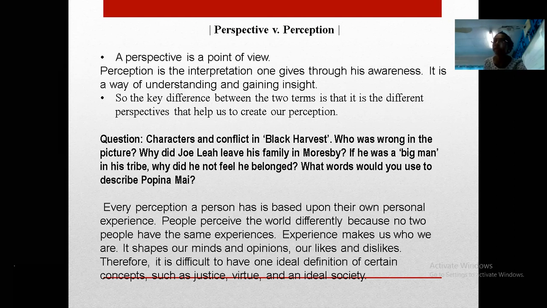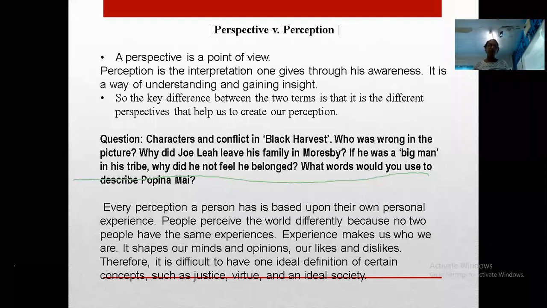My perception or my perspective, my point of view, is influenced by my background and my own upbringing and all of those. So that is what perception means, the interpretation that I personally give to something. It's a way of understanding and gaining insight. So I want you to think of the key difference between the two terms: it is the different perspectives that help us create our perceptions. It's not perceptions which create our perspective, but the different perspectives which help us to create our perceptions.